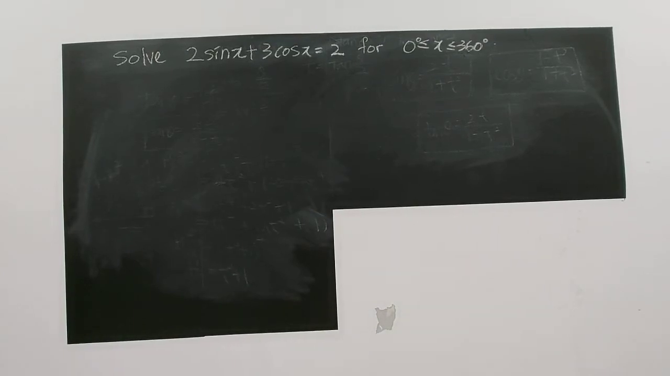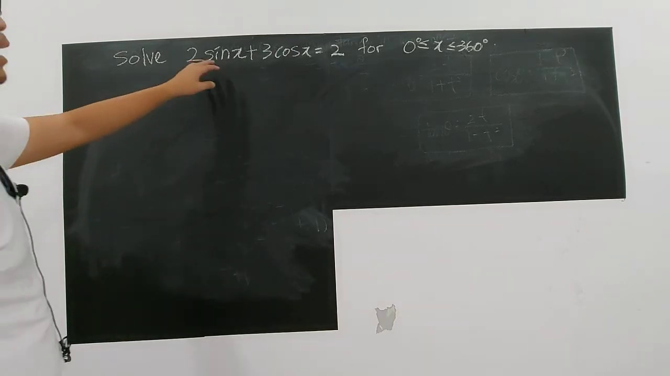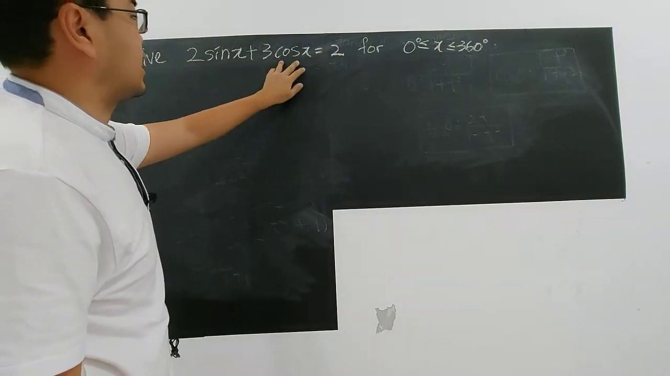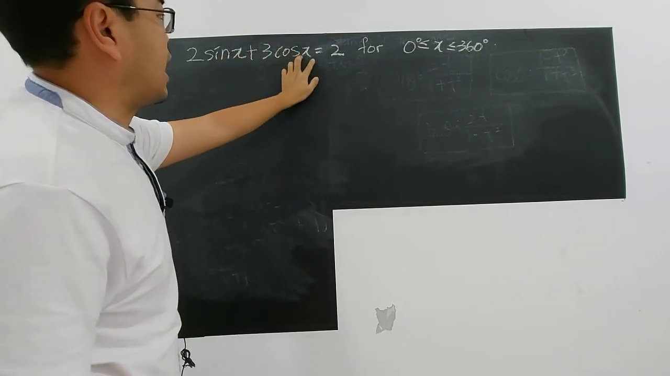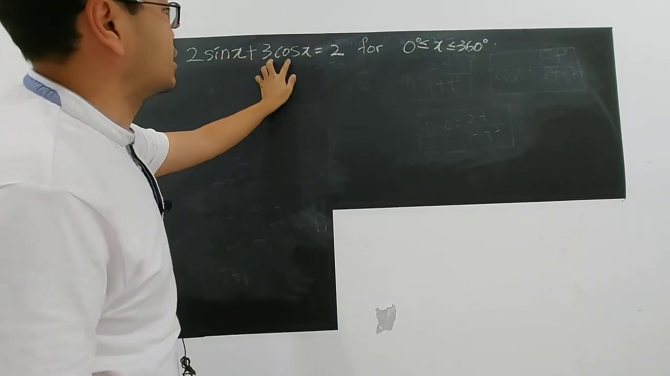Hi, alright, let's discuss how to solve this type of equation. As you learned in the previous lesson, I discussed the derivation of sine x, cos x and tangent x in terms of t. In this case, as you see, they are linear: sine x and cos x, and the angle x is identical, it's the same, and they are linear, right?